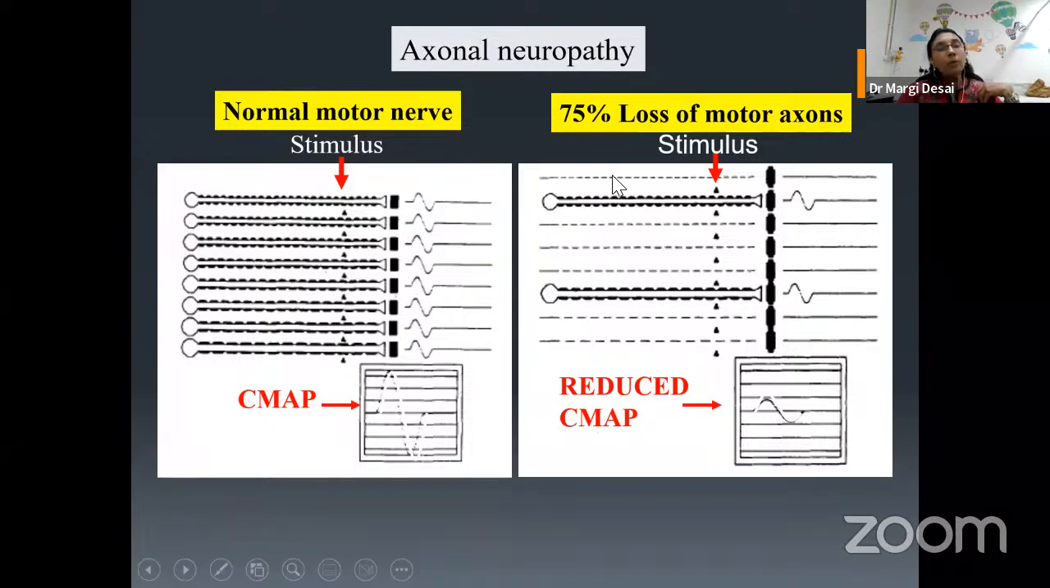Now, out of these axons, 6 have degenerated because the child had an axonal neuropathy and only 2 axons are surviving. So only these 2 axons contribute to the muscle action potential and therefore it becomes small. So in axonal neuropathy, there is loss of motor axons and therefore reduced CMAP amplitude. So now when you are looking at it, it tells you that there is loss of motor axons in this child.